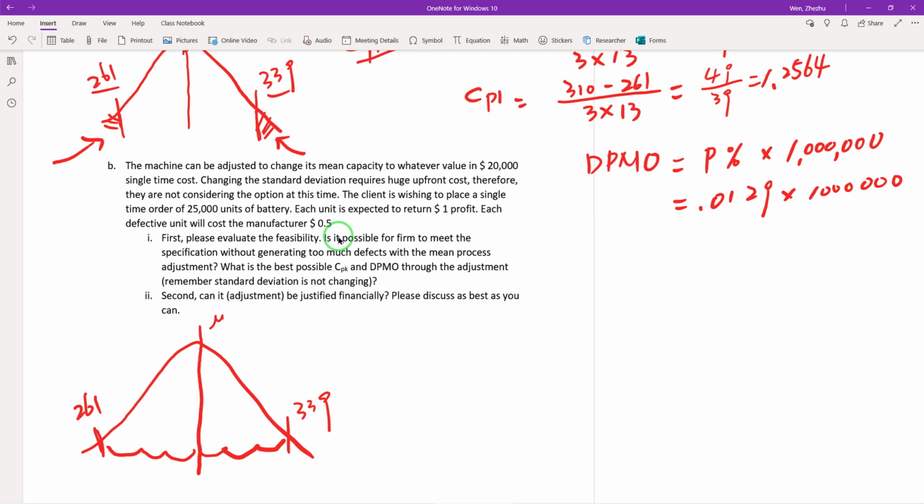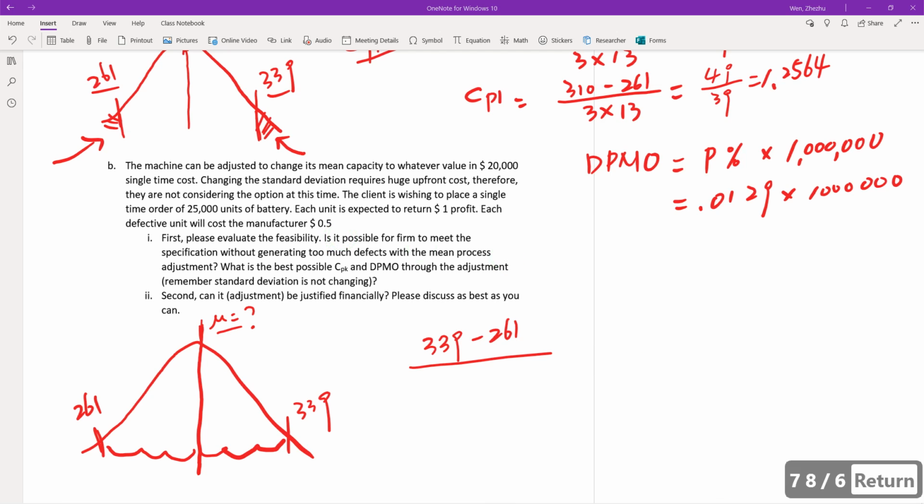So what is this average going to be? It's implying that if you spend $20,000, you can bring the average to whatever value you want. In this case, we need to have a center point. 339 minus 261, so what is here? This difference here is 78 in terms of the measurement unit. So the entire span between the lower and the upper limit is 78.